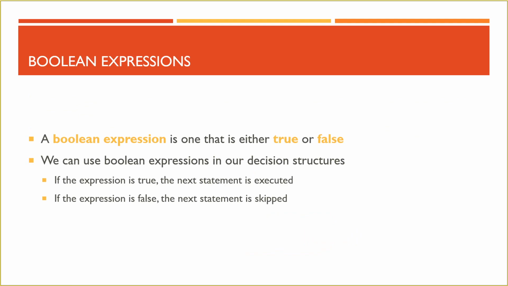We have also learned about Boolean expressions, which are very important when it comes to decision structures in programming. Remember that a Boolean expression is one that is either true or false. And we can use those Boolean expressions in our decision structures. So if the Boolean expression is true, the next statement will be executed. If the Boolean expression is false, the next statement will be skipped.